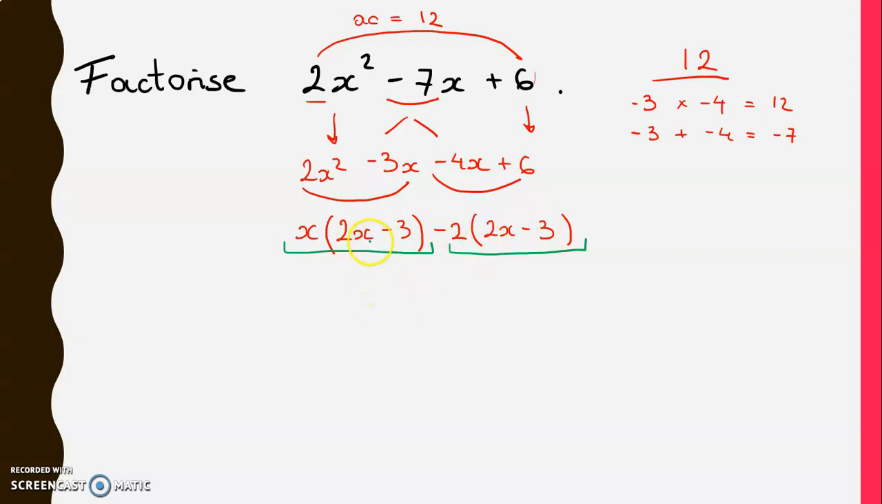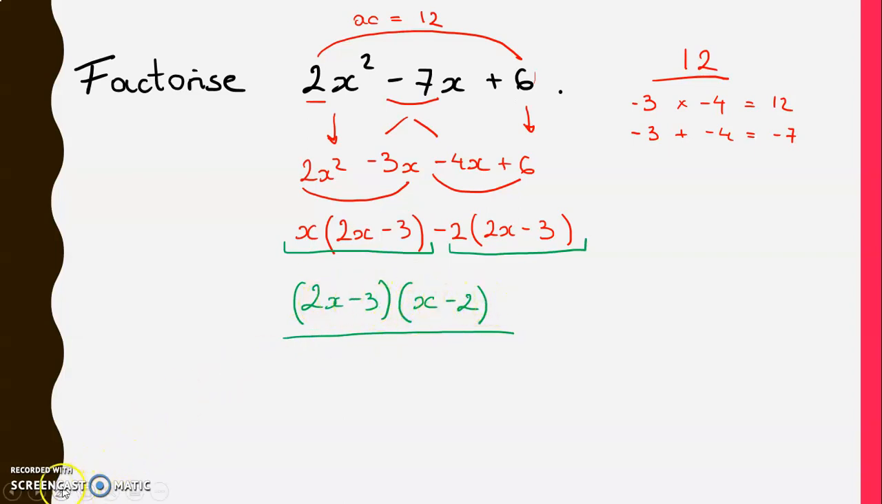If you don't get this, just try to replace 2x minus 3 with another letter. 2x minus 3 is the common factor in these two terms, so you factorize it. If you take 2x minus 3 as a common factor, from the first term you are left with x, and from the second term you are left with minus 2, and there it is. The product of two brackets: 2x minus 3 times x minus 2.